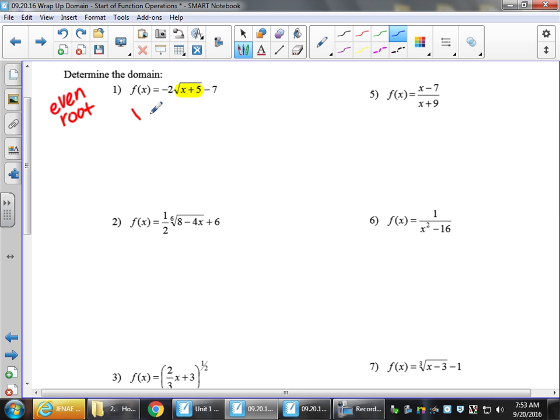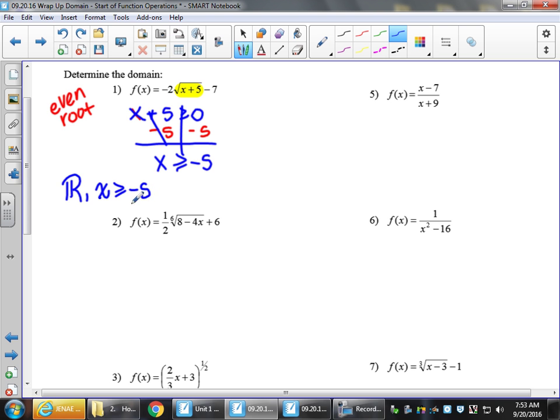Correct. We're going to set what's underneath the radical greater than or equal to 0. And when I solve this, I get x is greater than or equal to negative 5. This translates directly to my answer, all real numbers, x greater than or equal to negative 5. And we're done.